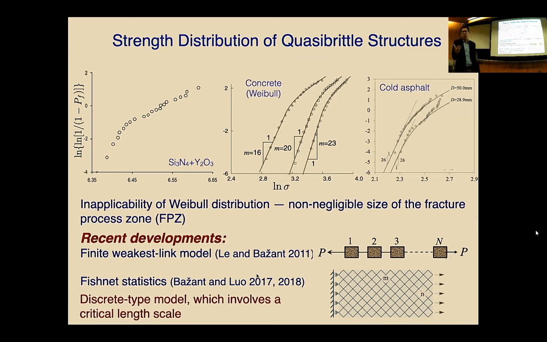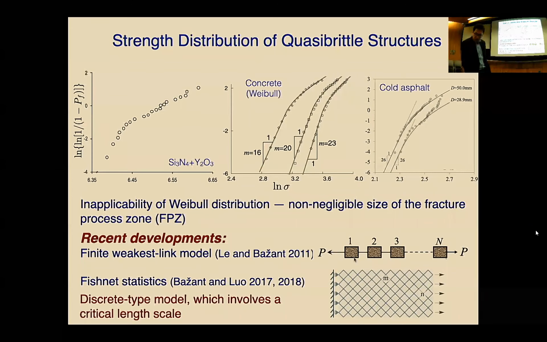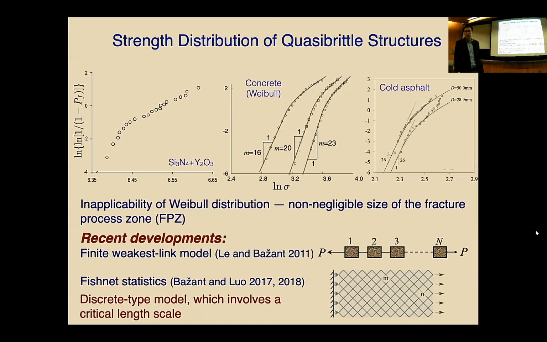Otherwise, we don't know how large the one element is. So that is the artificial length scale we input in the model. And at the same time, we have to assume that the peak load of each element are statistically independent. So in that sense, we actually ignore the correlation structure of the random field in the specimen. So I would say that these two models are simplified mathematical models for this purpose.